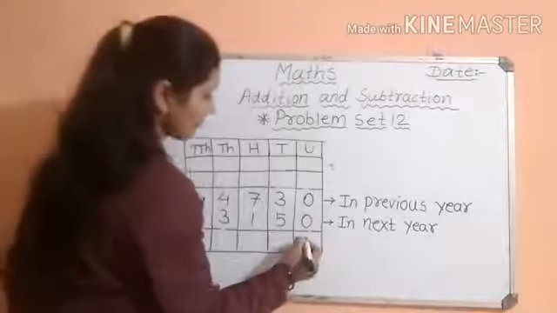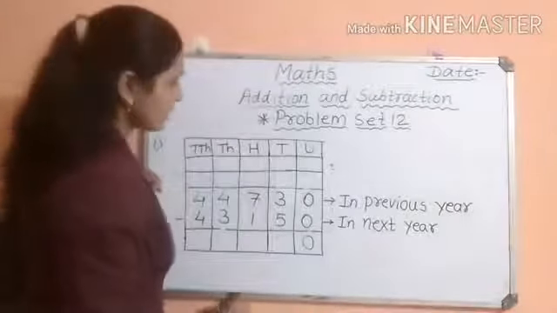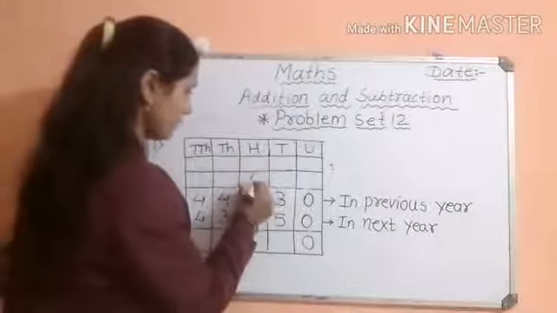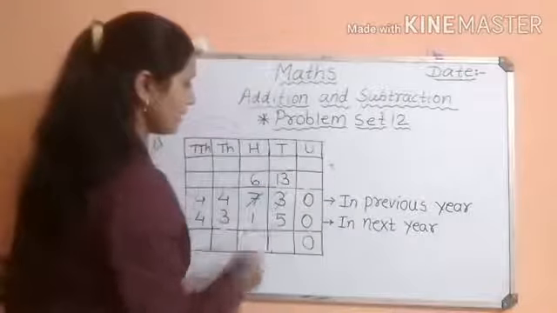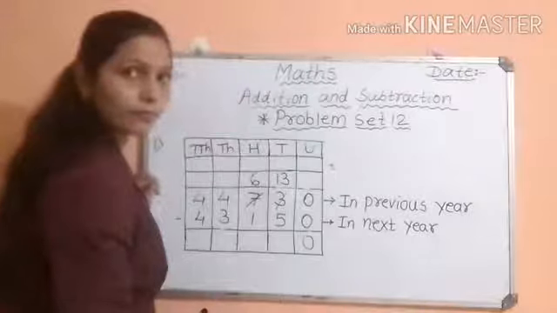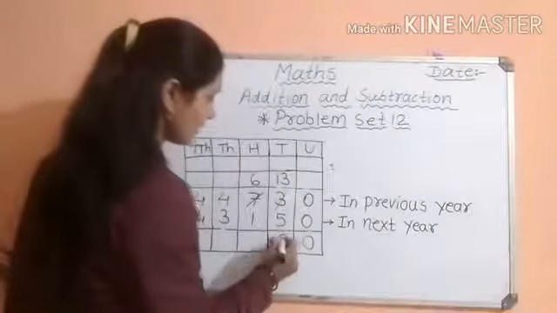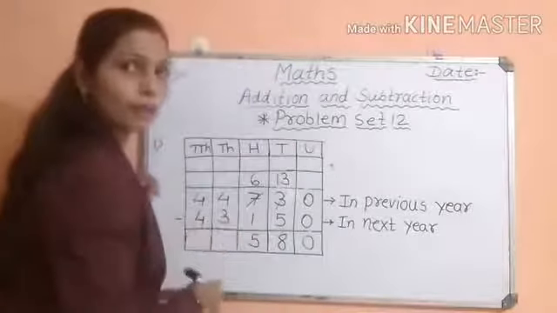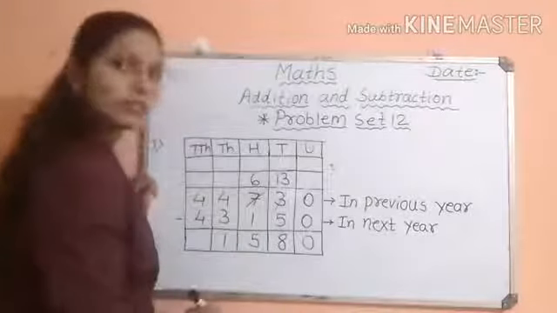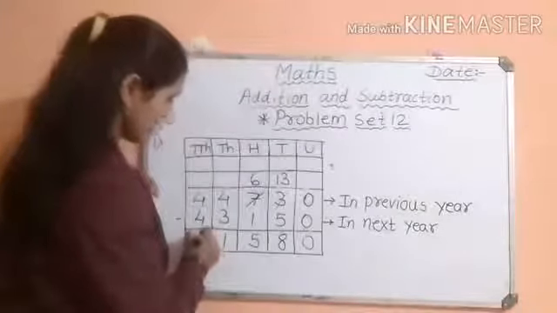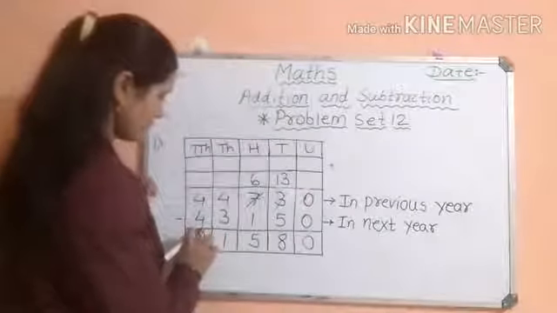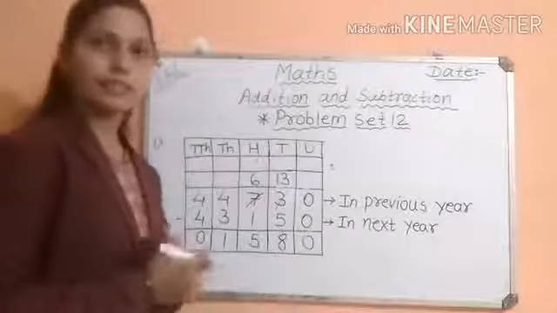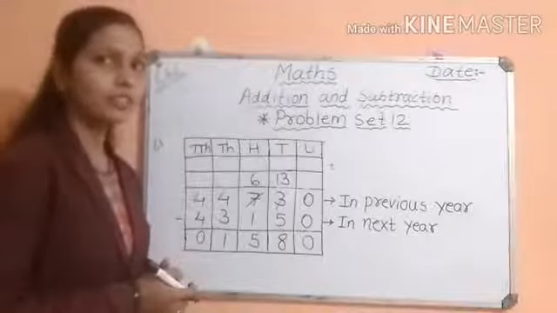Now we should do this subtraction here. 0 minus 0, 0. Correct? Now 3 minus 5, is it possible? No. So we should take one borrow from the next number. That is, the total will become 13. 13 minus 5? Yes, 13 minus 5, 8 is there. 6 minus 1, 5. 4 minus 3, 1. And 4 minus 4, 0. Okay, now what is the answer? 1580. And this answer we have to write in words.